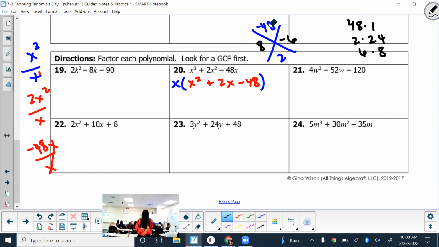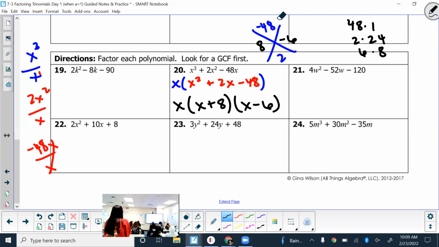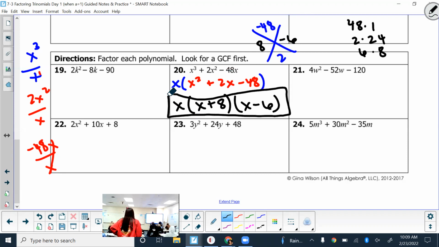All right, since this is negative, you know one of them has to be negative. Since it adds to a positive 2, you know it has to be on the smaller number. All right, so GCF stays outside. Write your parentheses as a product of 2 binomials. Make sure it's x minus 6 since it's negative here. That makes sense? Any other questions from the practice or just in general?